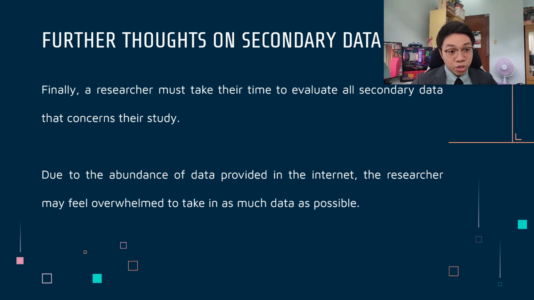So finally, a researcher really does need to take their time to evaluate all of the secondary data that concerns their study. Due to the abundance of data provided on the internet, one may feel overwhelmed to take in as many data as possible. By taking as many data as possible, you're going to give yourself a lot of things to work on. So you may be tempted to remove some data that you may think is not proper or is not useful to your research. But as you progress through your research, you find out that, oh, I really do need that data. Why did I remove it?